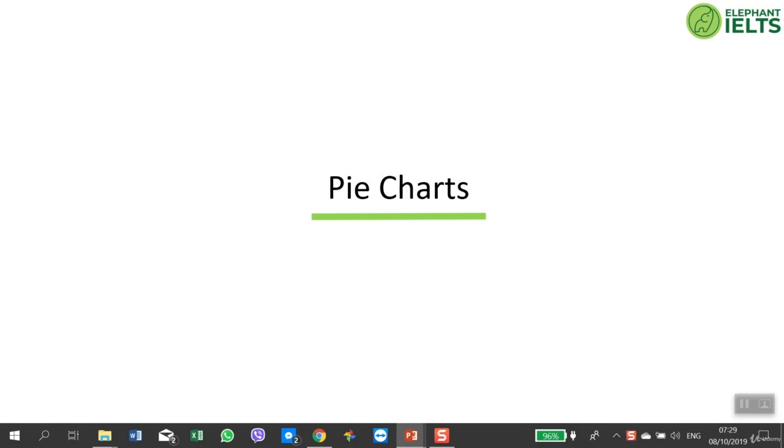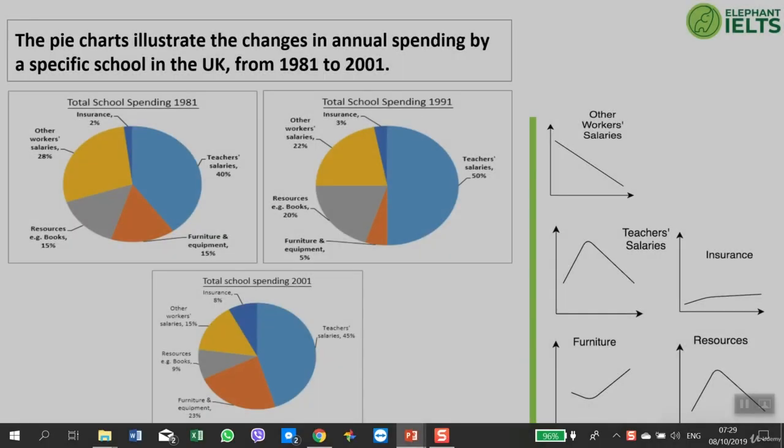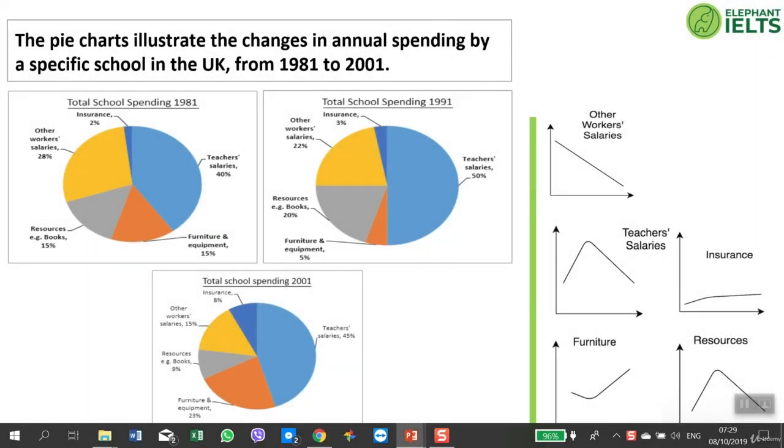Now we'll look at pie charts. What do you notice about these pie charts? Do they show a trend? Well, let's have a look. 1981, 1991, and 2001. So we can see time moving on.